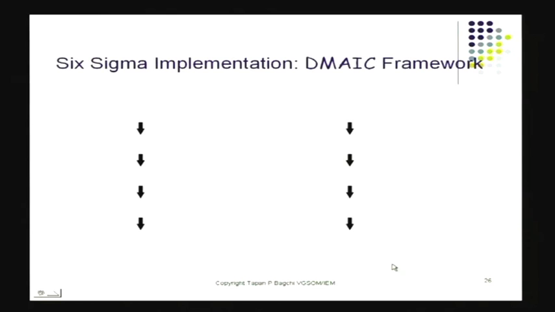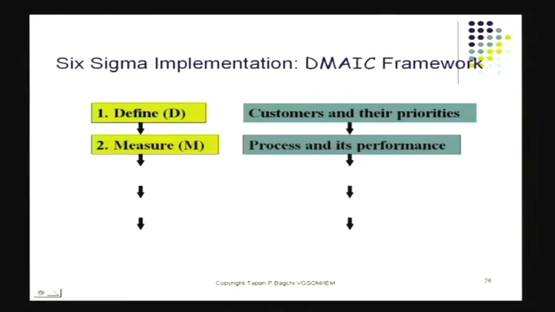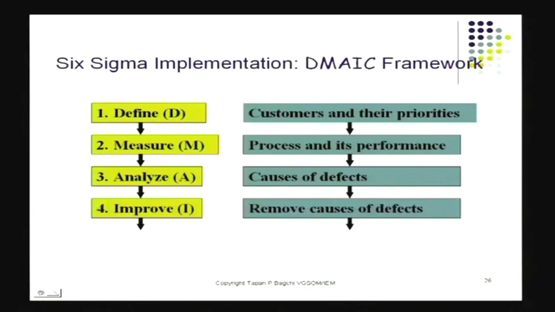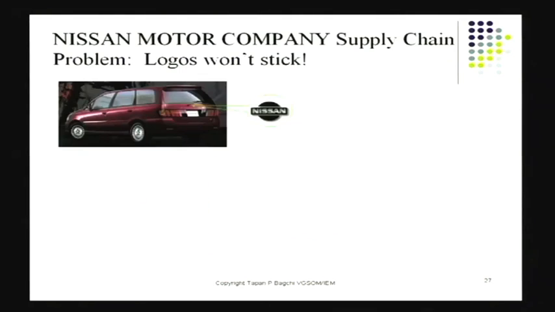Let me move to an example where I use this DMAIC framework. I define customers and their priorities. I measure the problems, and I do that by looking at the process and by measuring its performance. I analyze the data, and I try to look at the cause of the defects, and then I try to improve using various causes that might be causing those problems there. Then of course I try to control, try to maintain quality.